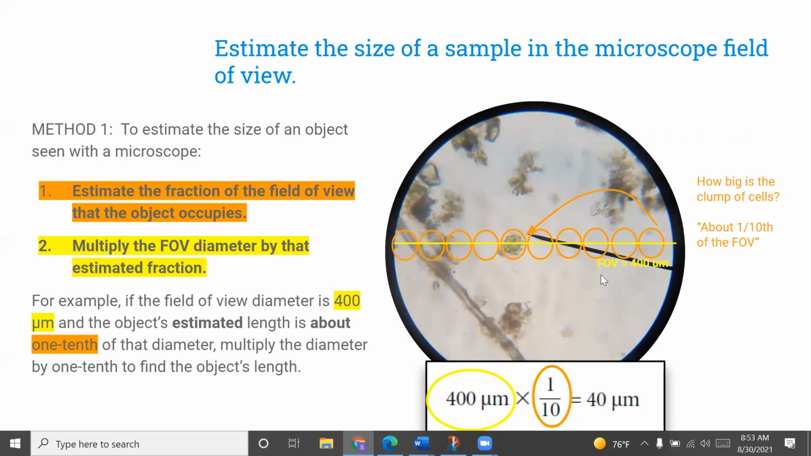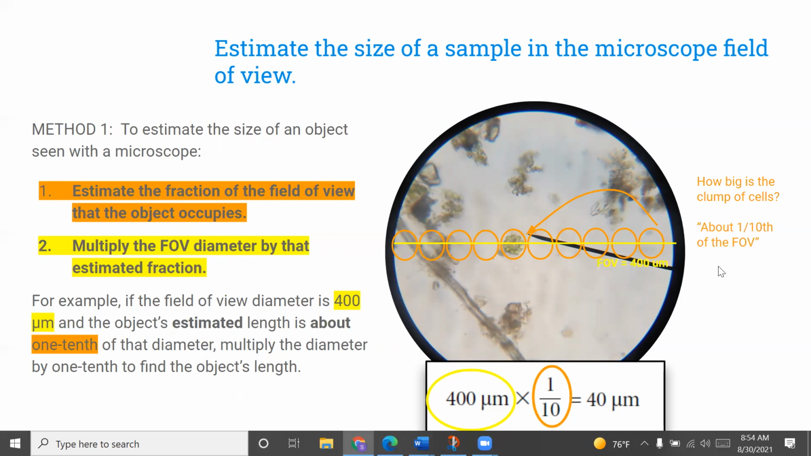First, you're going to estimate the fraction of the field of view. To imagine that, you can draw circles if you have a picture, like in your notes, or you can just try to imagine it. If I take this clump of cells that's that size, I imagine how many could fit in there. So how many orange circles are there? 10. So about 1/10 of that field of view is taken up by that clump of cells. That's our first step. That clump of cells we're trying to measure takes up about 1/10 of the field of view.